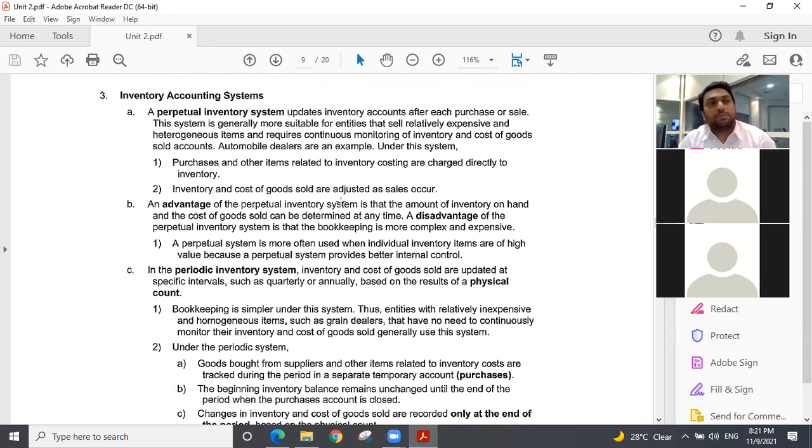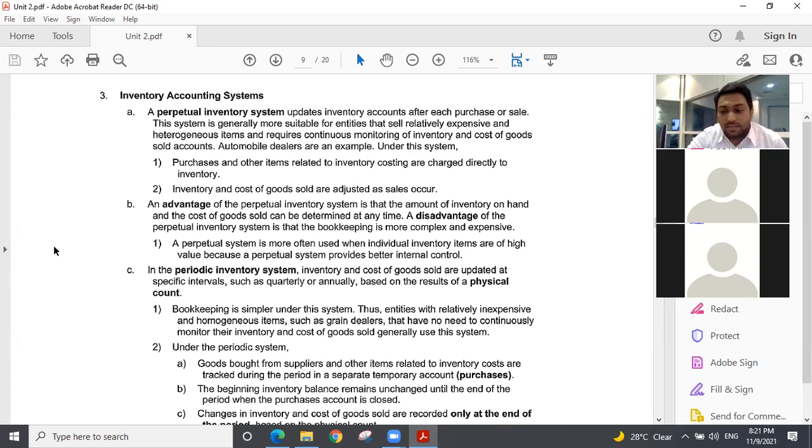Then a disadvantage of the perpetual inventory system is that the bookkeeping is more complex and expensive. A perpetual system is more often used when individual inventory items are of high value because a perpetual system provides better internal control.